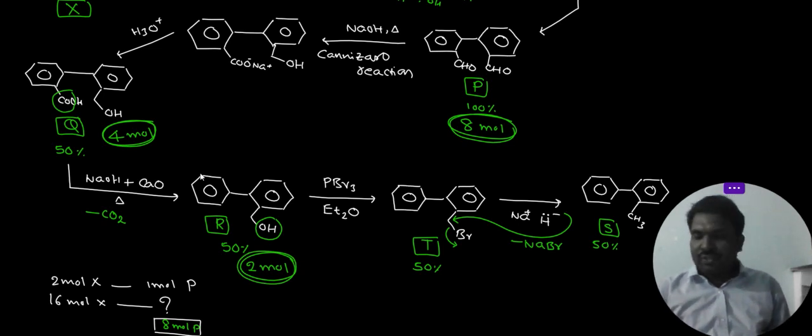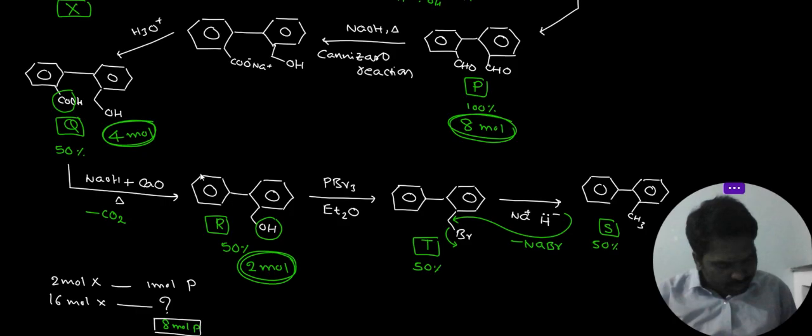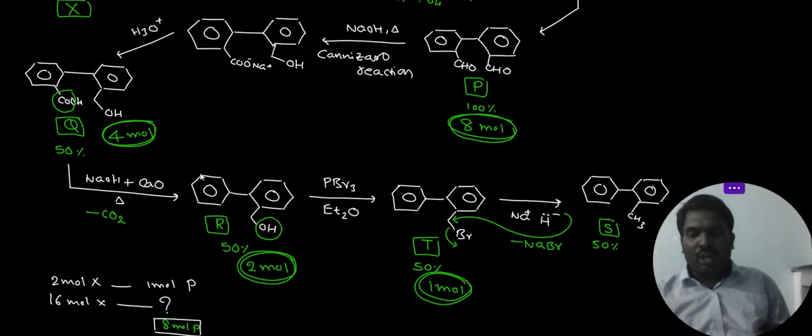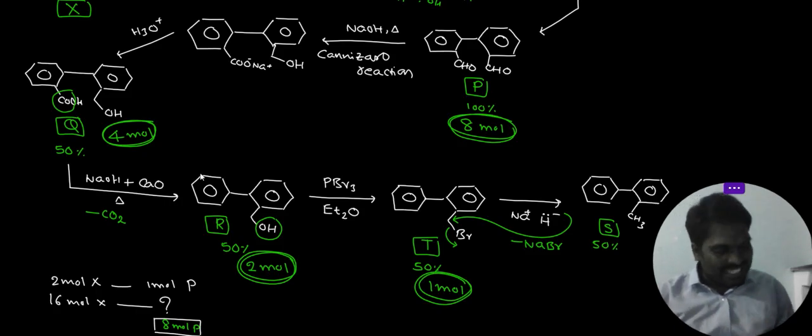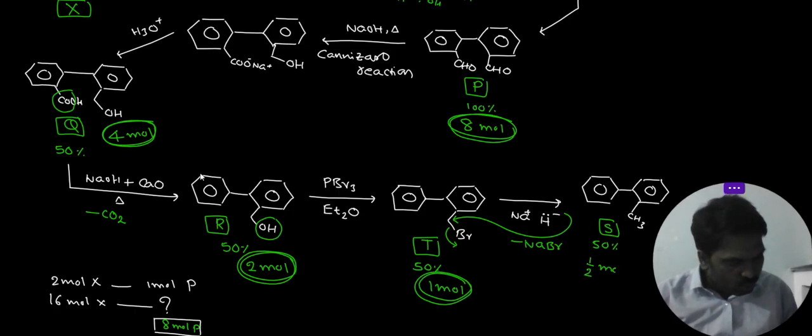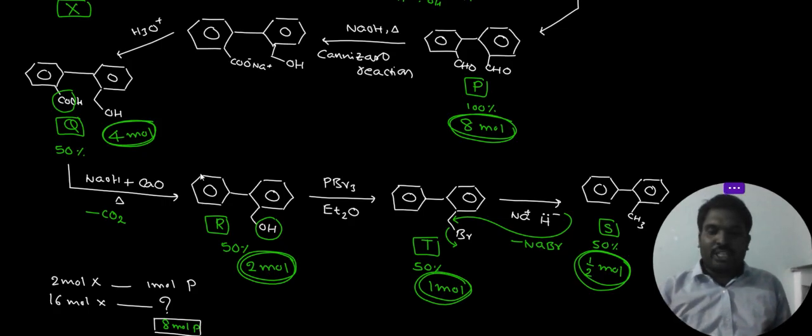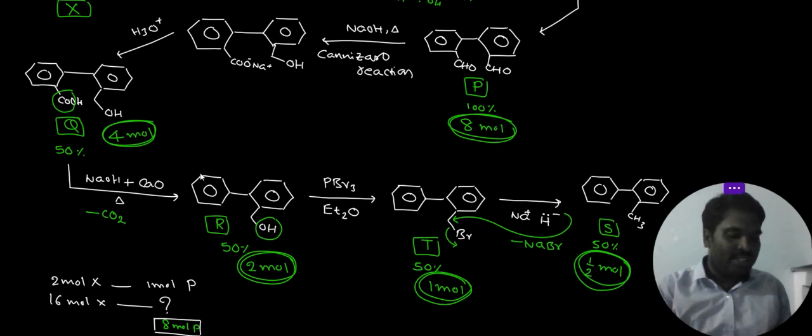Again 50%, so R also produces 50% of T. The T, how many moles formed? 1 mole. Again T also will produce 50% S. Then that 1 mole will produce 1 by 2 mole S. So dear students, everyone clear? So finally how many moles S formed? Half mole S formed. Clear?